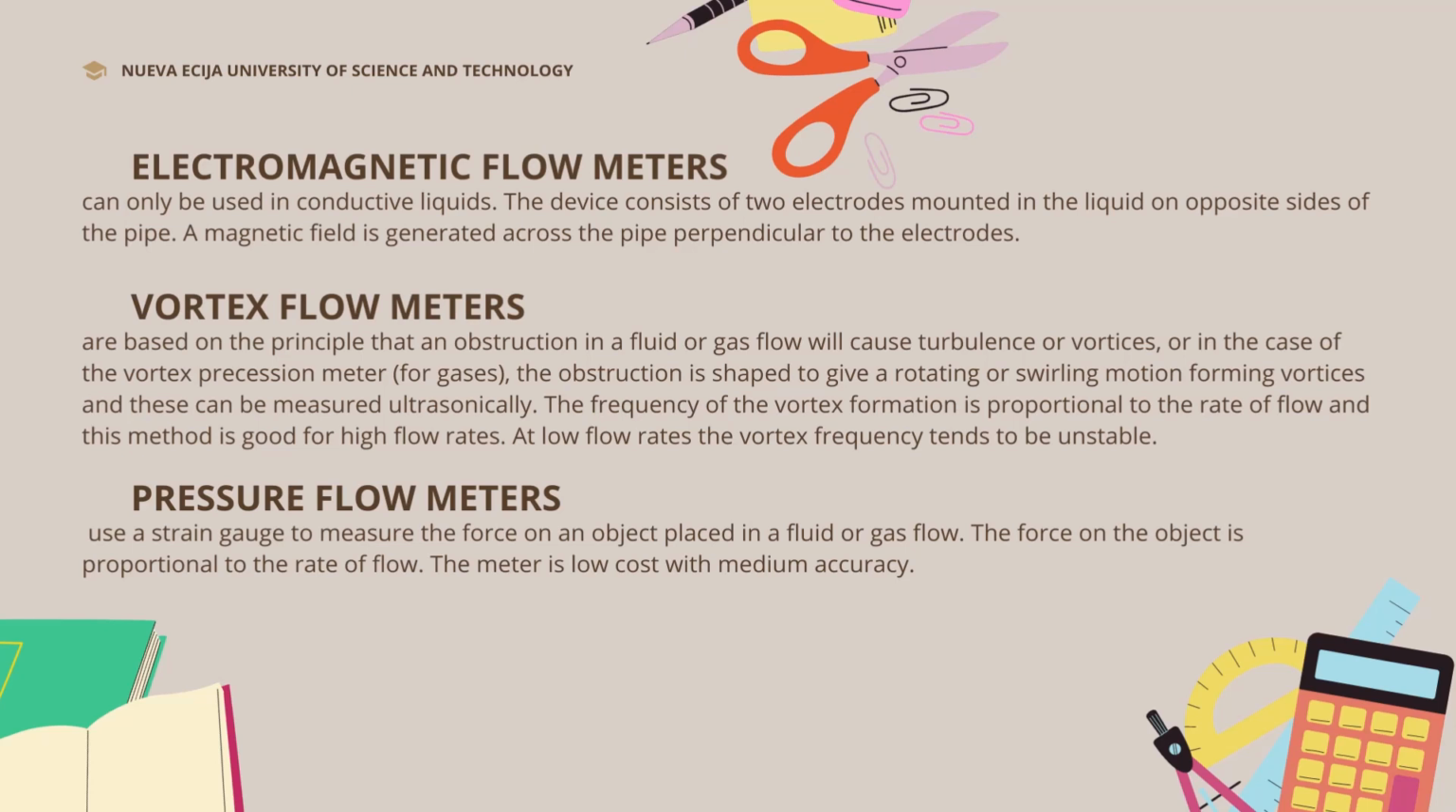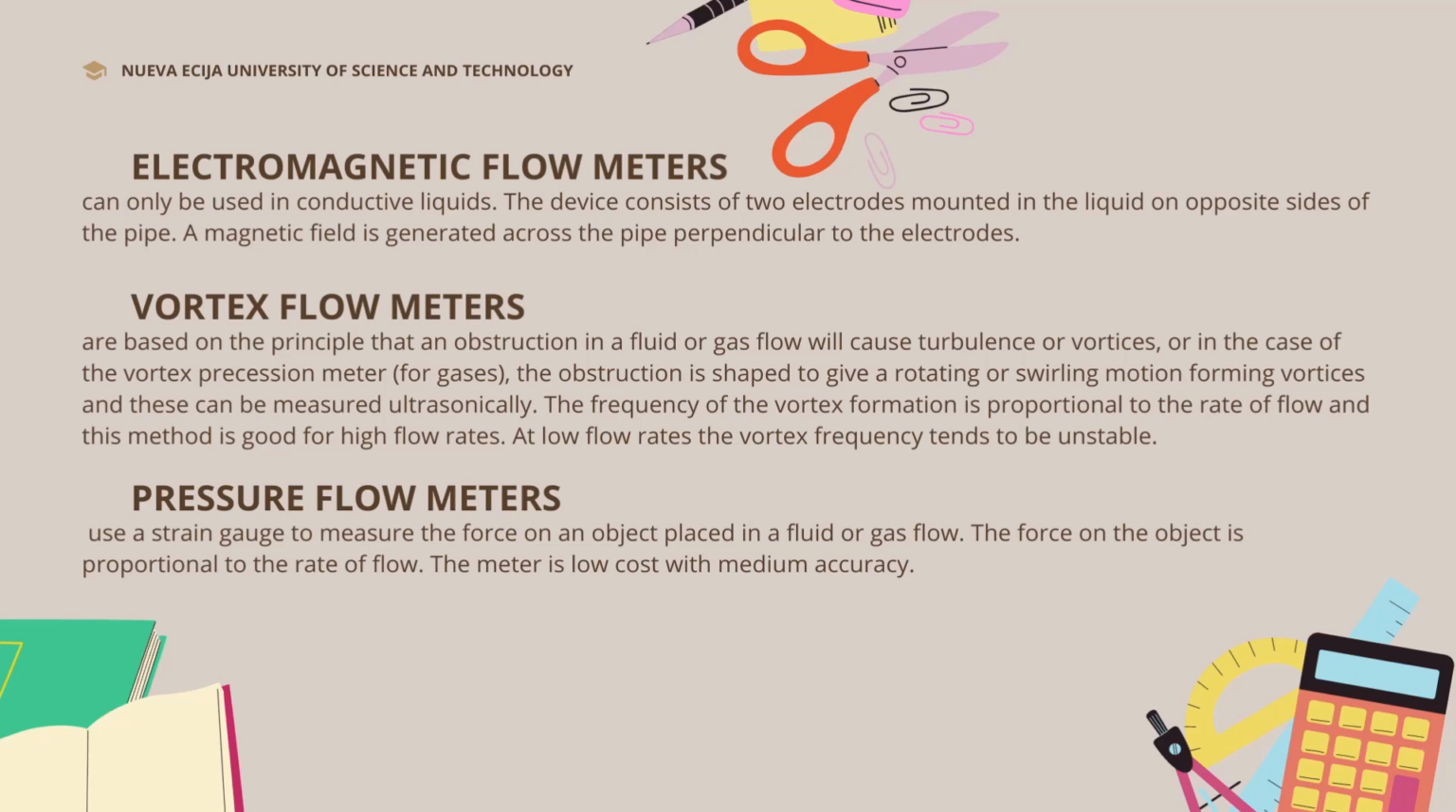Mas mainam gamitin yung vortex flow meters kapag high yung flow rates natin. Pero kapag low lang yung flow rates natin or mababa lang yung value niya, hindi magandang gamitin yung vortex frequency kasi mabagal na yung flow or mababa. So, kapag gumawa tayo ng swirling motion doon, hindi siya masyadong magsa-swirl or hindi siya masyadong ikot. So, parang hindi mami-measure ng mabuti ng vortex flow meter yung flow rates.